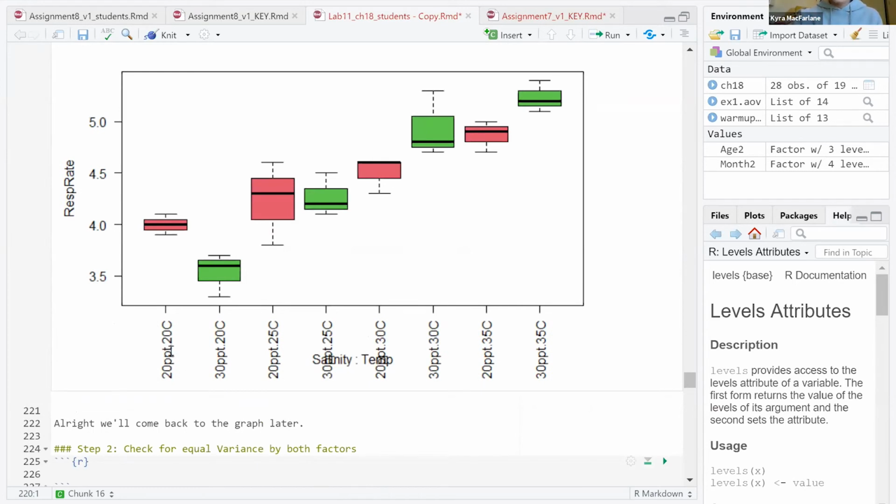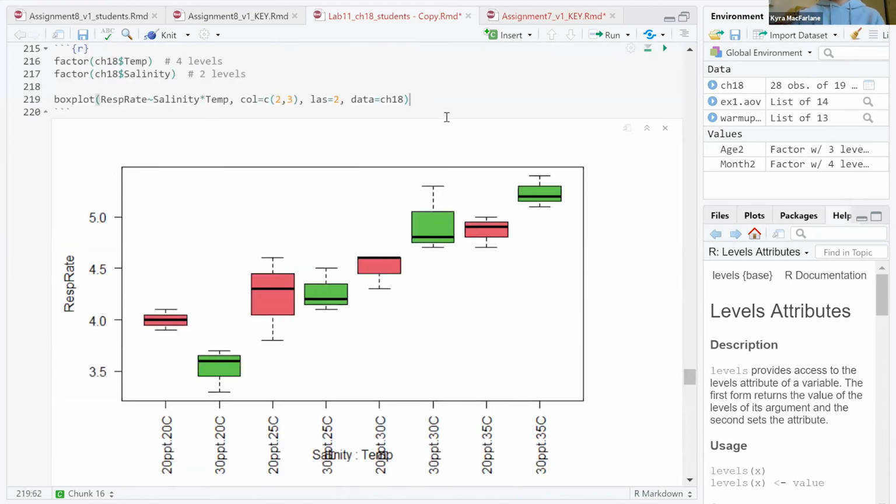So luckily, we don't have to reorder anything because these start with numbers. So R is automatically organizing them in order. So 20C, 25, 30, 35, and then it's alternating between 20 parts per thousand and 30 parts per thousand. So already we kind of see a pattern going on here.